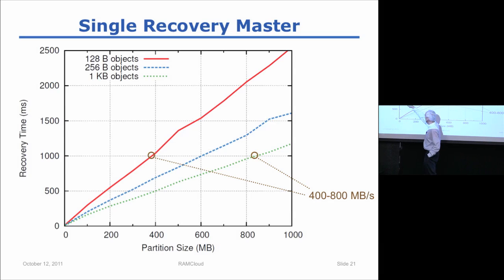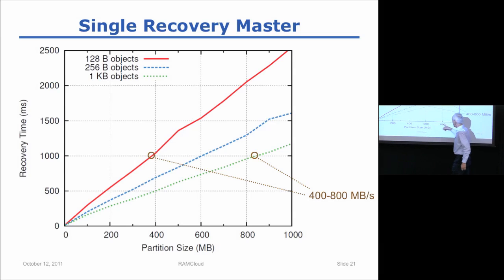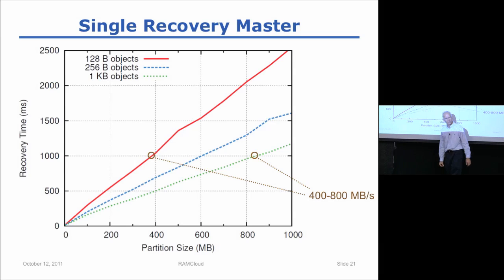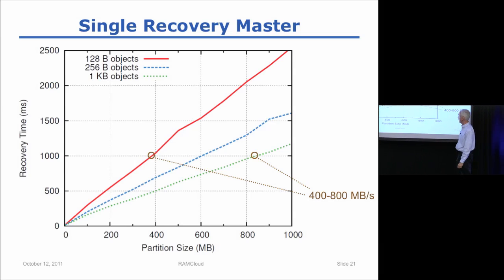So 1,000 milliseconds, that's our 1 second goal, as a function of how much data was in the crashed master. And the answer is the time varies depending on how big the objects are. If you have really small objects, it's the per object overheads that limit you. If you have really big objects, it ends up being the bandwidth of copying around all the data that limits you more than the per object time. And so we can actually recover more data a little bit faster if we have big objects, fewer hash table entries to make. But the answer is somewhere in the 400 to 800 megabytes can be handled by one master per second.